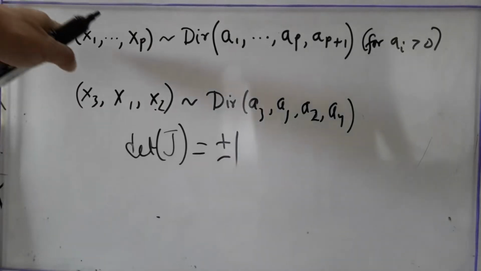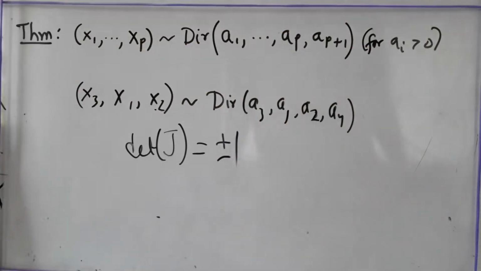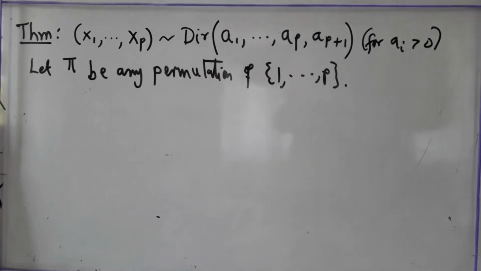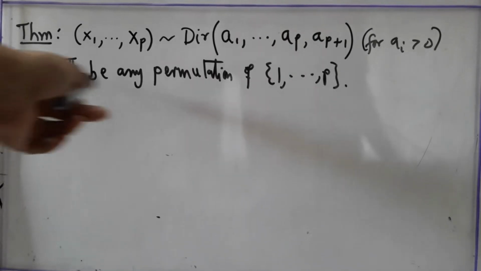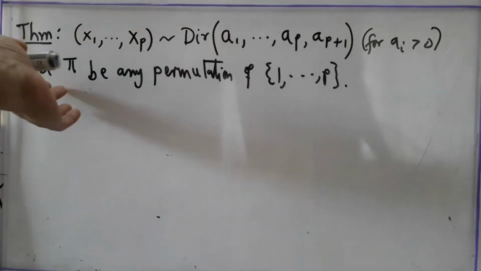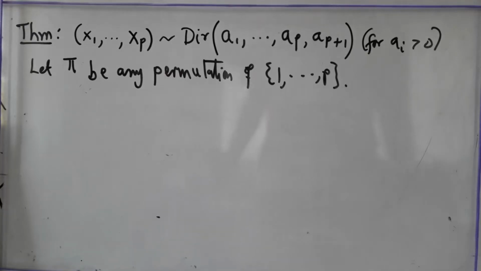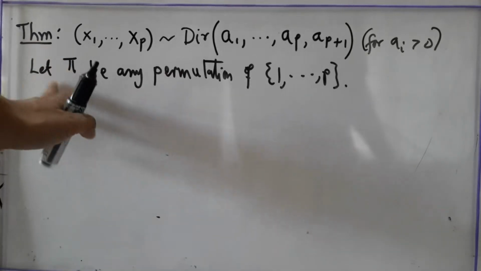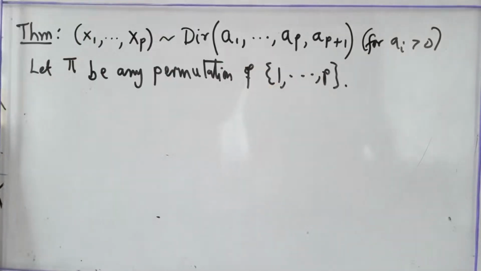So to state it as a general theorem, we start with pi, any permutation of the indices 1 to p. This pi has nothing to do with 3.14 or anything. It's just a one-to-one onto function from 1 to p to itself.